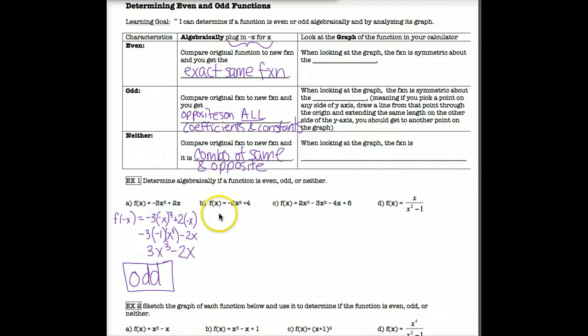Here, doing the exact same thing, going to plug in my negative x in place of x. So I've got negative 5 times negative x squared plus 4. So use your exponent rules. When I square this, negative x times negative x is positive x squared. So positive x squared times negative 5 is negative 5x squared, and then I've got plus 4. So first terms are the same. Second terms are the same. All terms are the same, so this is an even function.